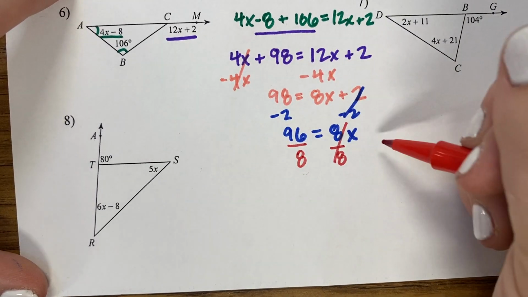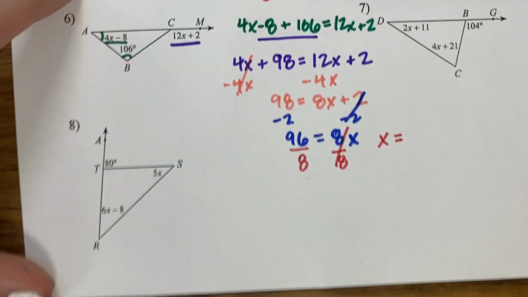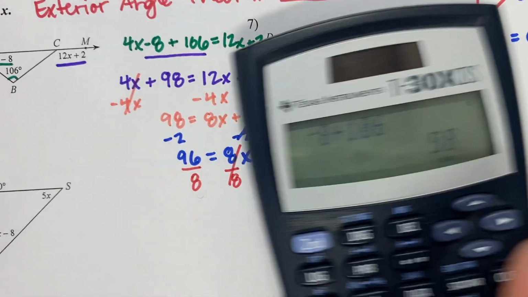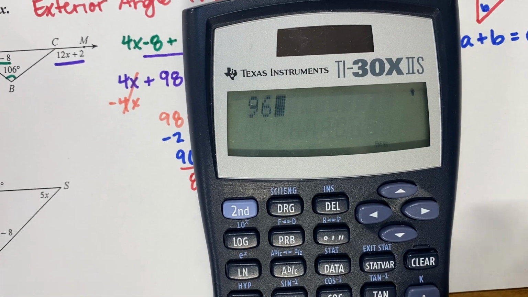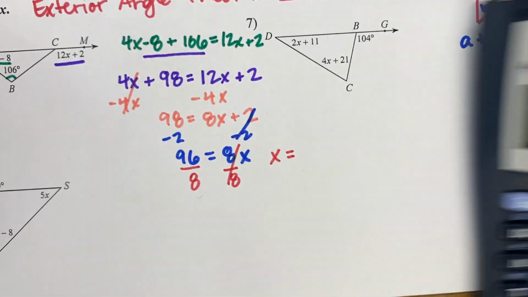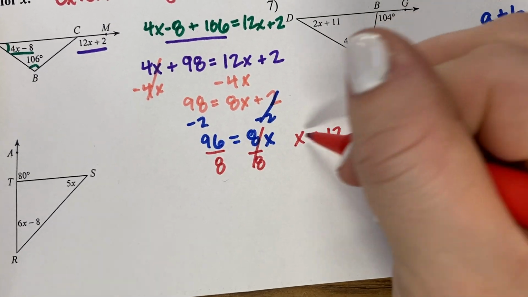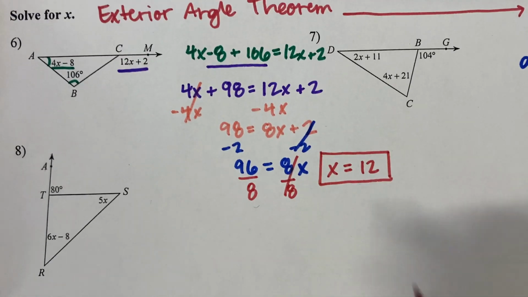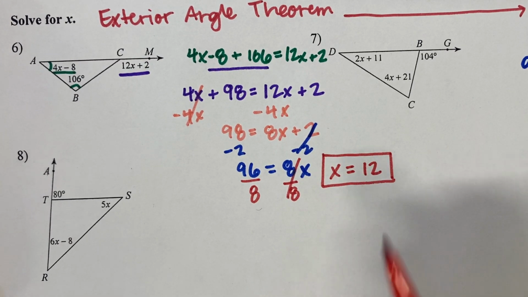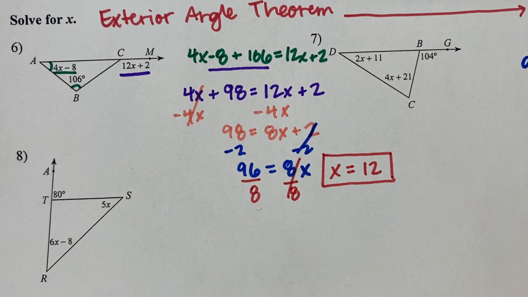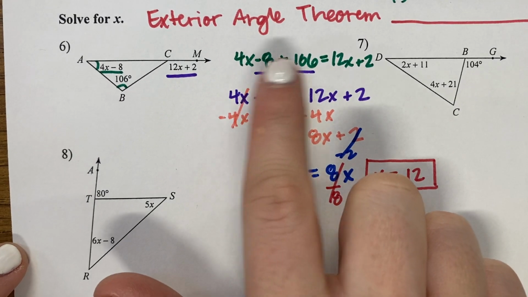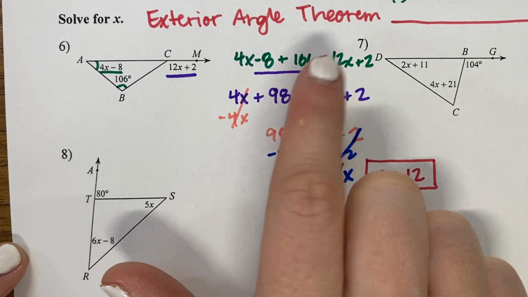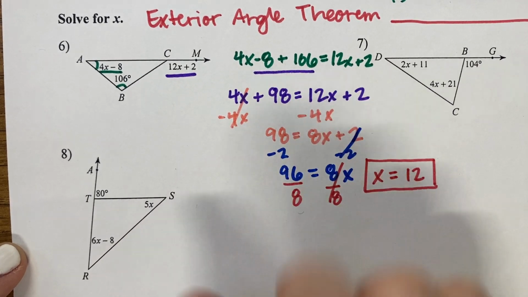Divide by 8. We have x is equal to 96 divided by 8, which gives me 12. Okay, so we solved for x by finding that x was 12. In order to solve for x though, we needed to set up our equation that the two interior angles A and B are equal to the exterior angle, which was C.